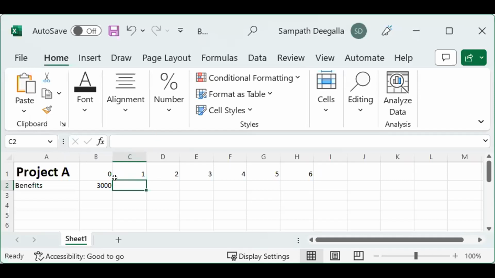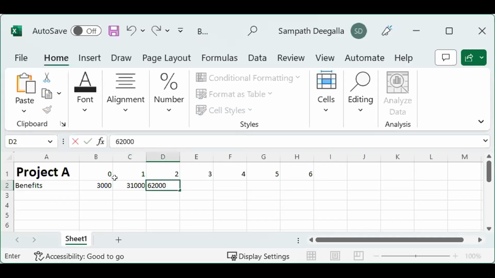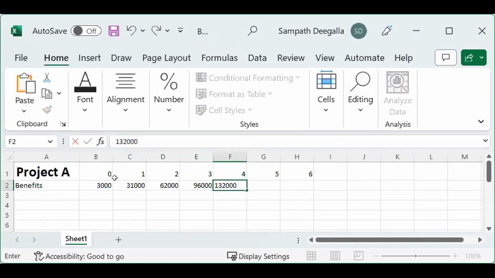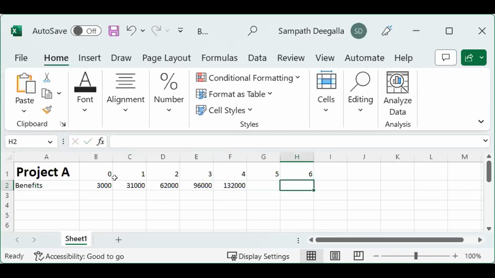So the next one, after 1 year, we get 31,000, then 62,000, and 96,000, 132,000, and sorry, I made a mistake. So it should be the benefits I have listed, not the cumulative one.